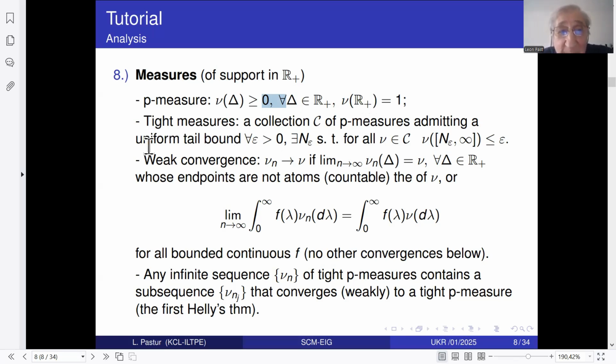And the important notion is, if you have a collection of P measures, we say that this collection is tight if the tails, the mass of the measure which is close to infinity, is bounded uniformly in the collection. This will also be used.